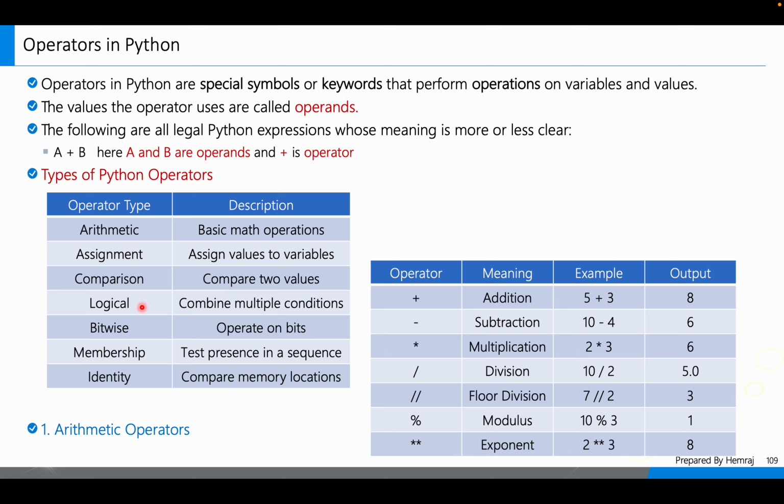So these are the seven basic operators in Python: arithmetic operators, assignment operators, comparison operators, logical operators, bitwise operators, membership operators, and identity operators, right? Now we will discuss each type of Python operators. The first here is the arithmetic operators.